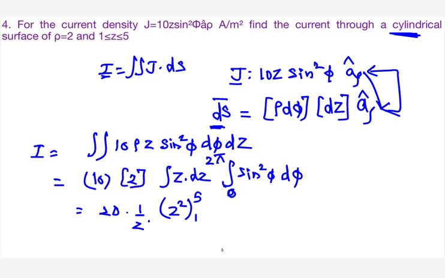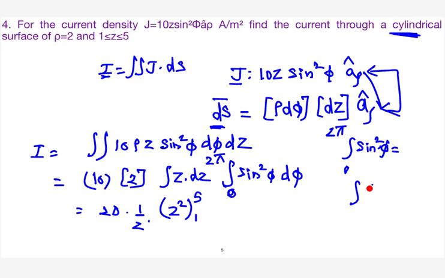So what is the value of the integration from 0 to 2 pi of sine square phi? What is the value of that? You can reply. Pi, correct. So not only this one, you try to remember one shortcut.